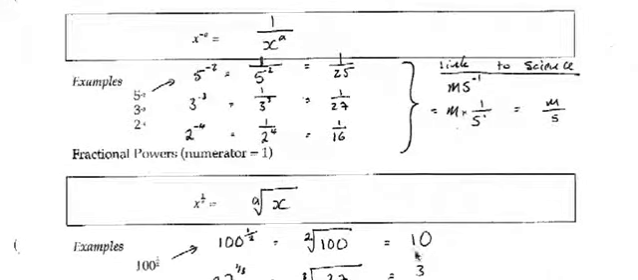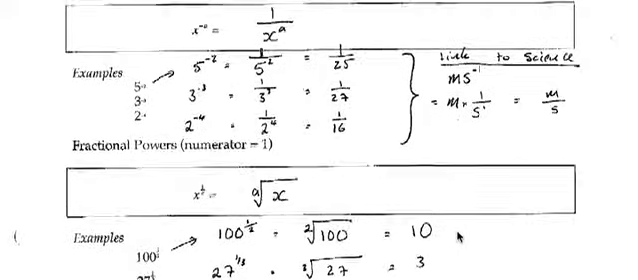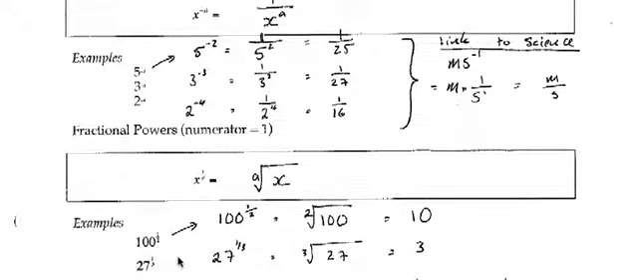So 100 to the power of half means the square root of 100, which is 10. 27 to the 1/3 means the cube root of 27, which is 3. 3 cubed is 27, so the cube root of 27 is 3.